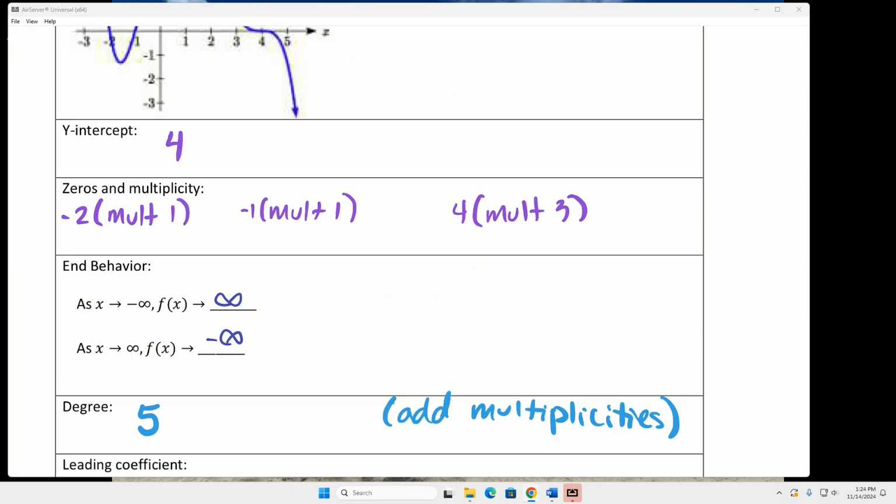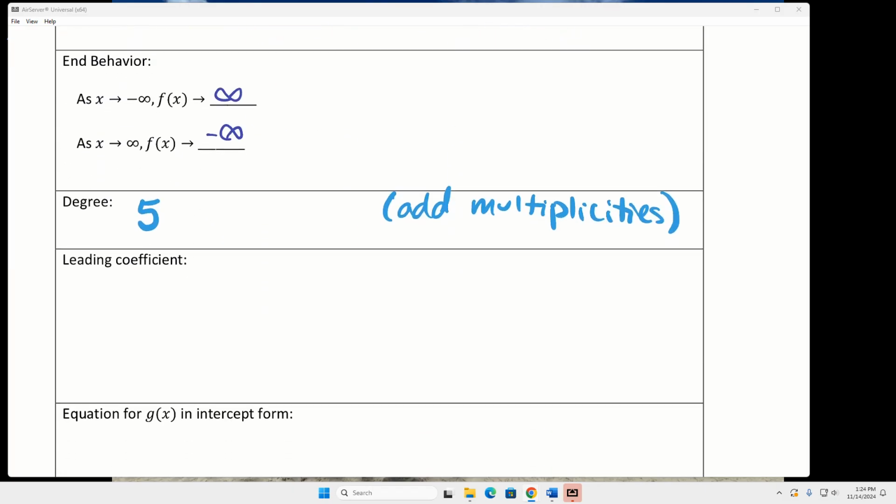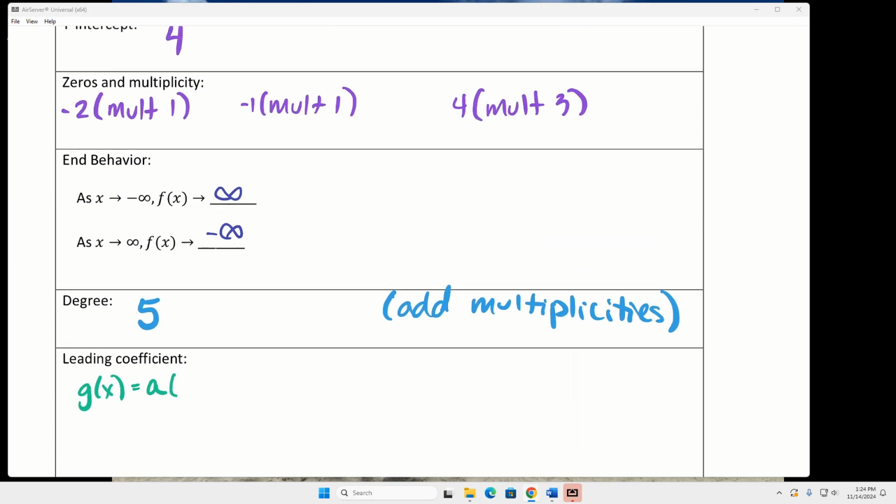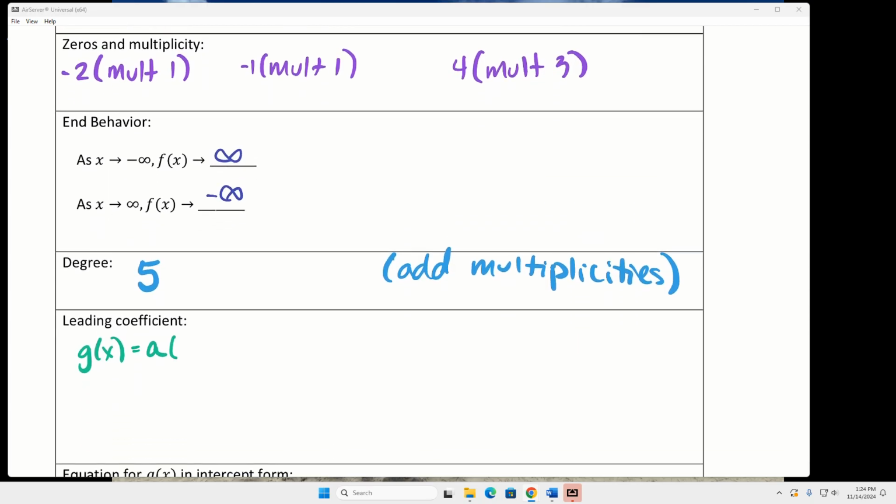So this is called g of x. All right, so we're going to start off with g of x equals a. A is what we're looking for here. And then for each 0, we are going to do a factor. So this one had 3 zeros that we found earlier. So we're going to have 3 factors. And then if the 0 is -2, do you guys know what the factor is? Positive, so it would be x plus 2. Good job.